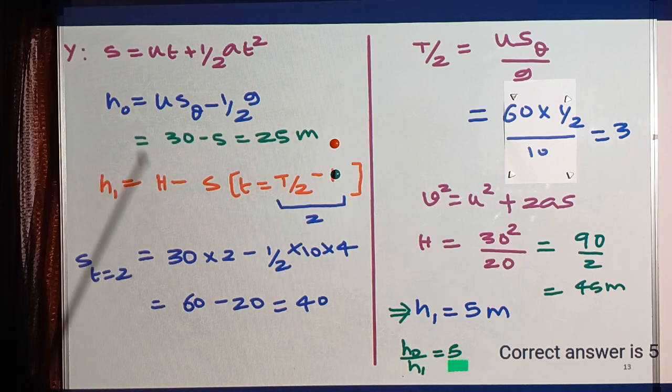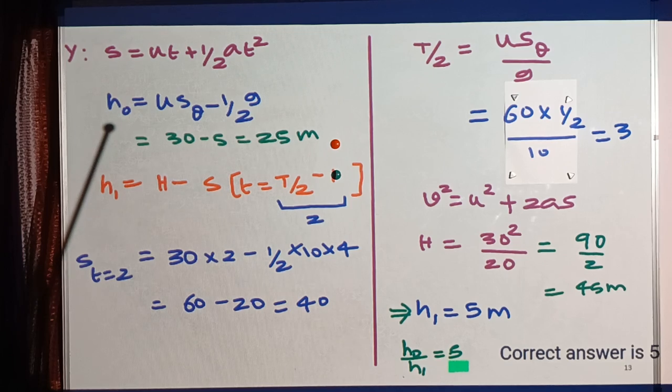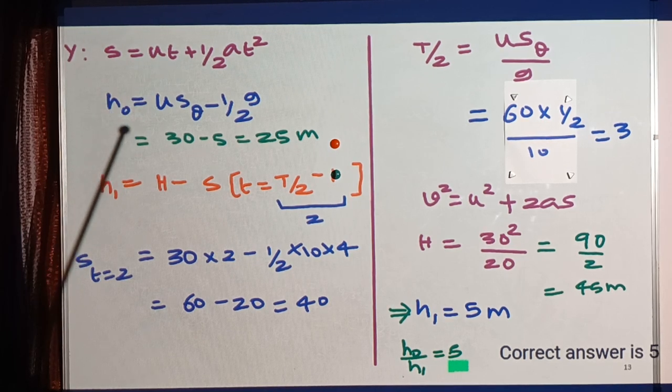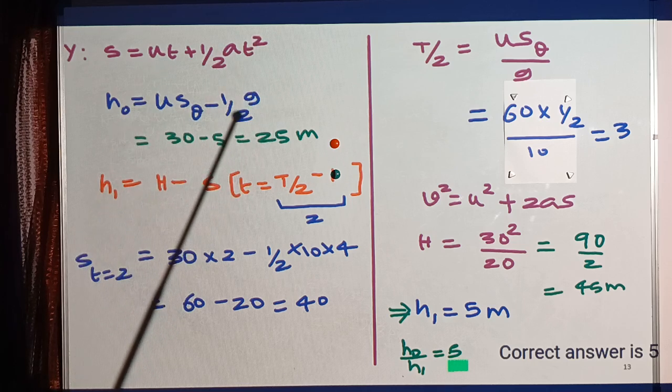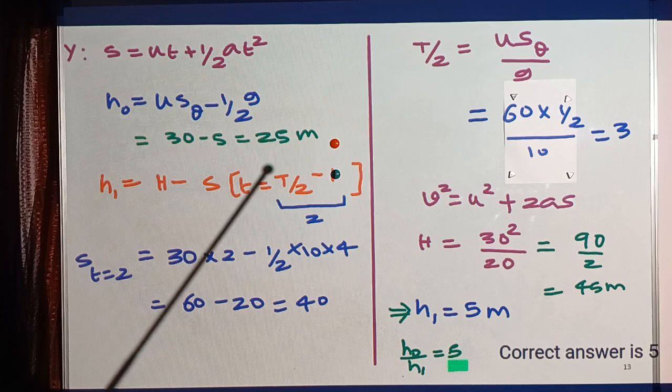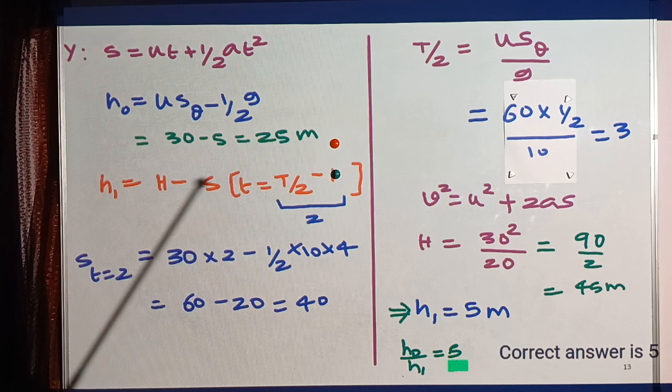So this was explained here. In the vertical direction, a_y equals u plus half a t square. H0 is the height covered in the first 1 second, so if you put t equal to 1, that will give me H0. It's u sine theta minus half g times t square, with t square as 1 square. So H0 is 25 meters, the vertical height covered in the first second.